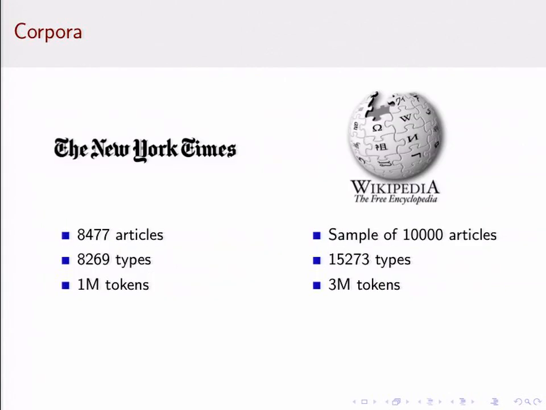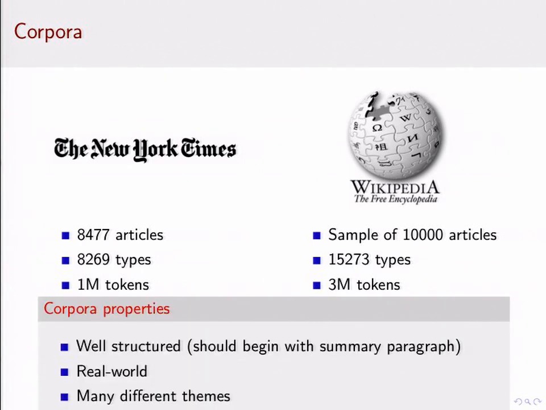And we applied this to 2 different corpora, a subset of Wikipedia and the New York Times corpus released by the LDC. We chose these because they're well structured. Each document begins with a summary paragraph just by the conventions of Wikipedia and newspaper articles. They're both real-world corpora, read by millions of people every day, and they evince a lot of different themes. So we should hopefully have some interesting structure that we can tease out with these models.